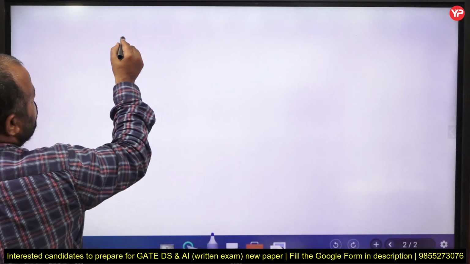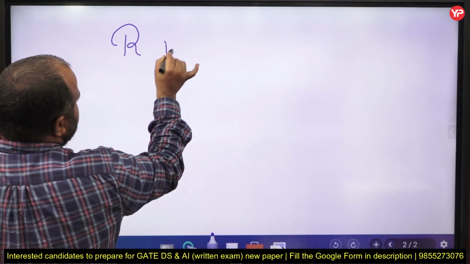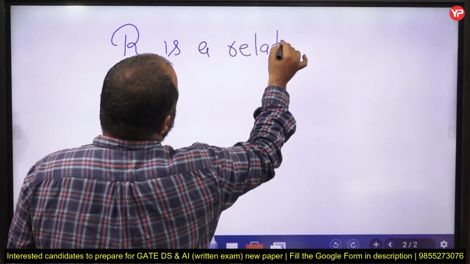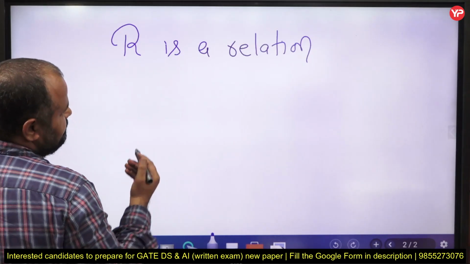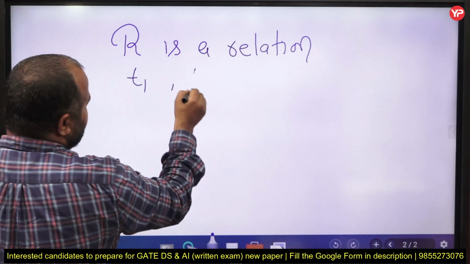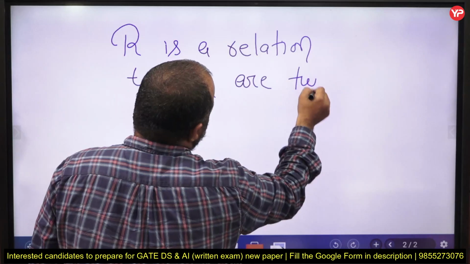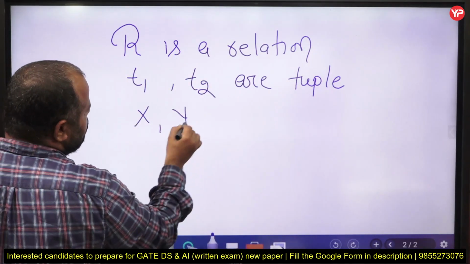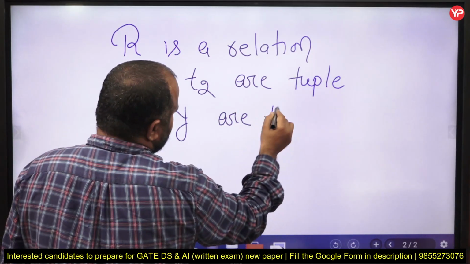What it says: suppose R is a relational schema, or R is a relation. It may be a student, it may be a department, it may be a course, it may be any relation. In that relation we have two tuples, T1 and T2, which are records. X and Y are the attributes of that relation.